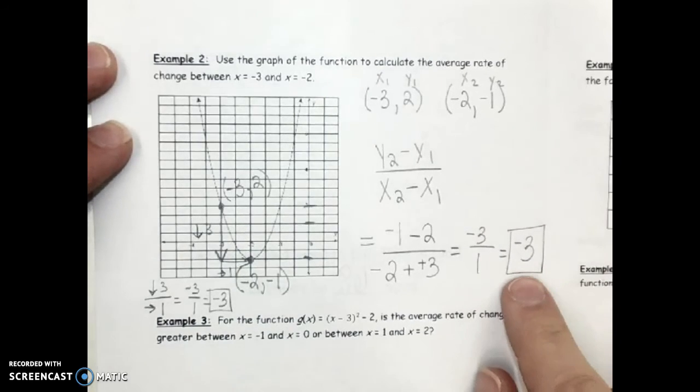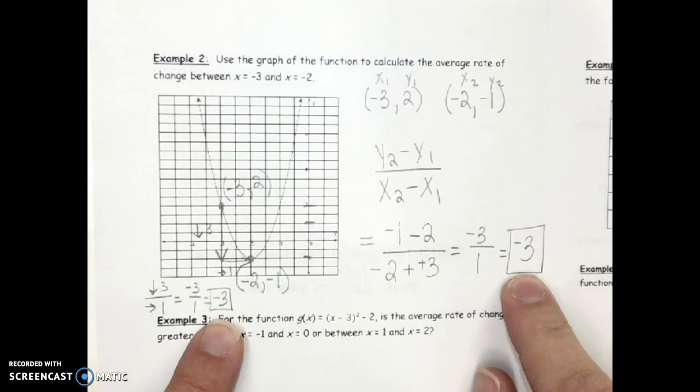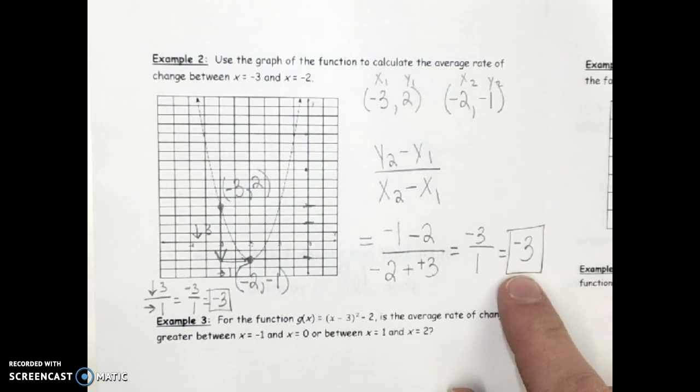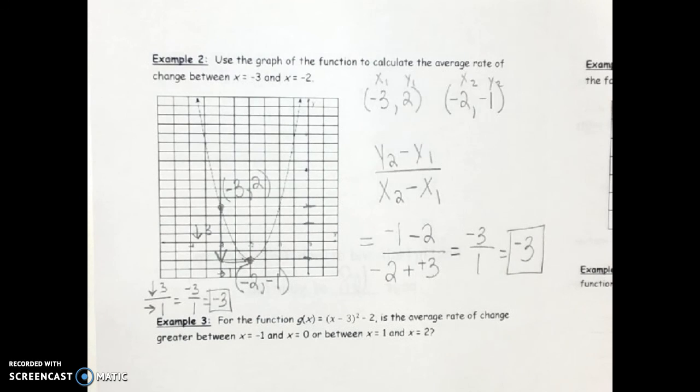I want you to notice what we got both times. Both times we found that the average rate of change over the interval x equals negative 3 to negative 2 is a rate of change of negative 3. I did this by looking at the graph and counting rise over run. I did this using the formula. Either way gets me the same answer. So when you see a graph, you're welcome to choose either way.